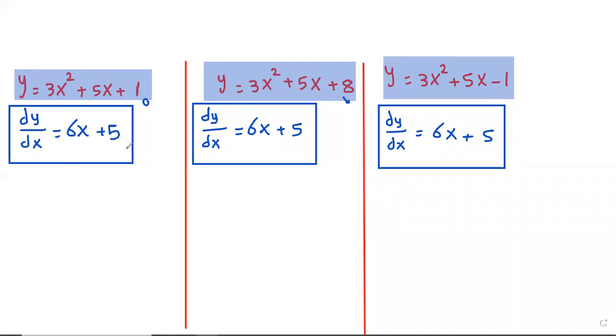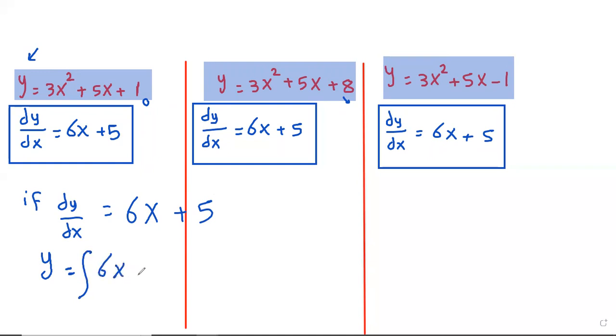If we have the first derivative and we want to go back and get the original function. So here, if dy over dx equals 6x plus 5, I want to get y. So y in this case is equal to the antiderivative, or we call it the integration, of 6x plus 5. You know, the rule of integration is the opposite of differentiation.